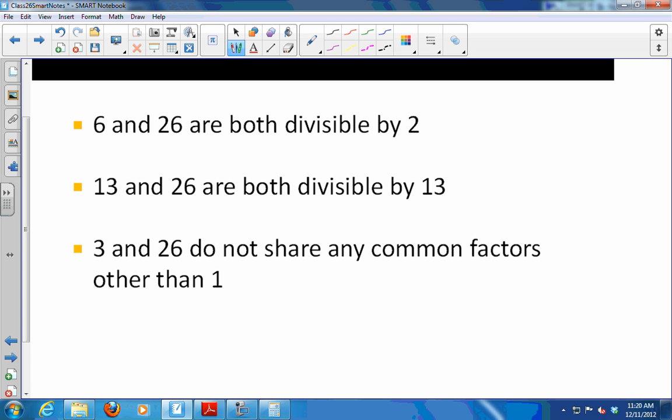7 would work, yep. 5 would work, yeah. Well, 13 didn't work either, so it's not just... And 6 didn't work, so that's an even that doesn't work. Yes?